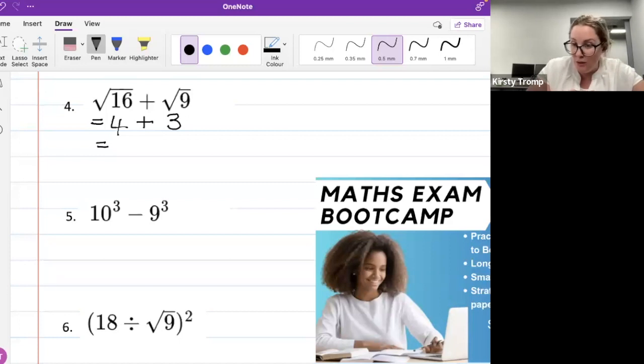Now, I'm continuing to use my BODMAS. I'm going to add these together. 4 plus 3 gives me 7.